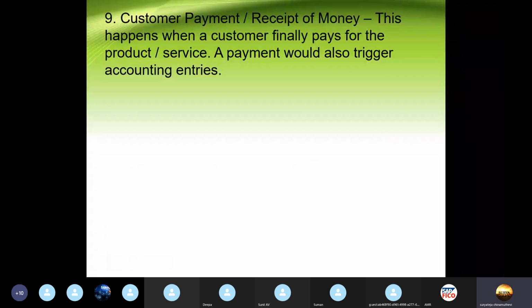Customer payment or receipt of money. This happens when a customer finally pays for the product or service. A payment would also trigger accounting entries.